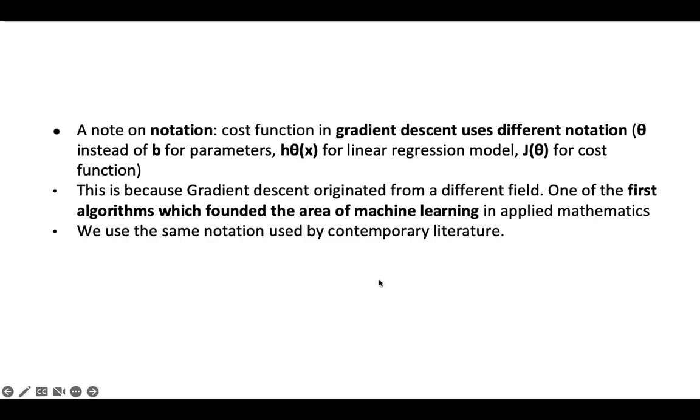A note on notation: the cost function in gradient descent uses a different notation, theta for parameters, h of x for the linear regression model, and J of theta for the cost function. This is because gradient descent originated from a different field, and it was one of the first algorithms which founded the area of machine learning in applied mathematics. So that's it.